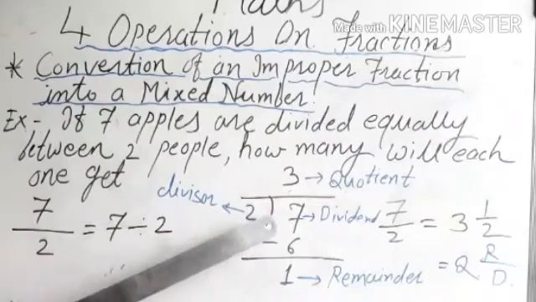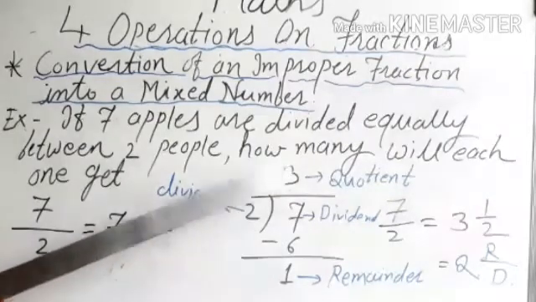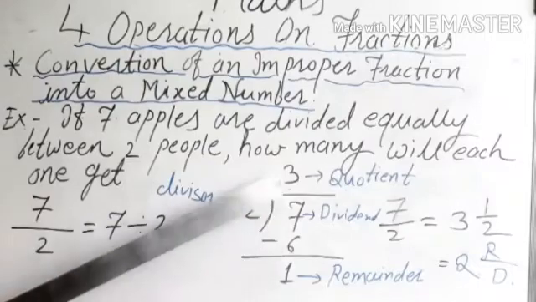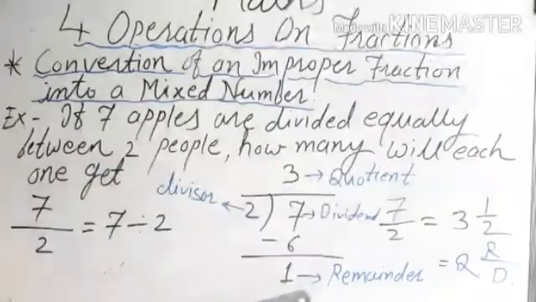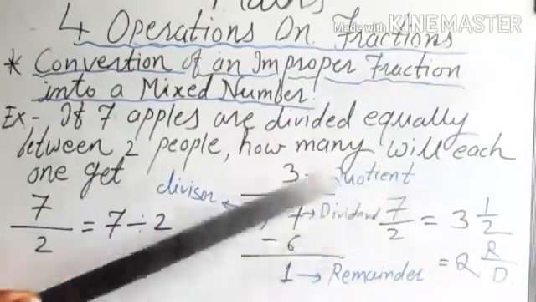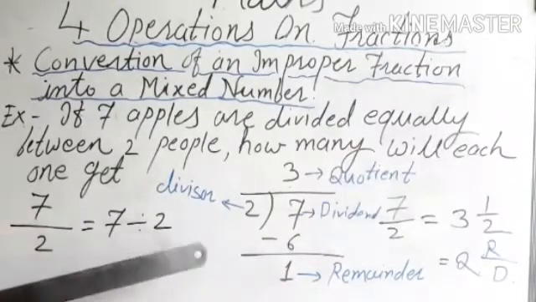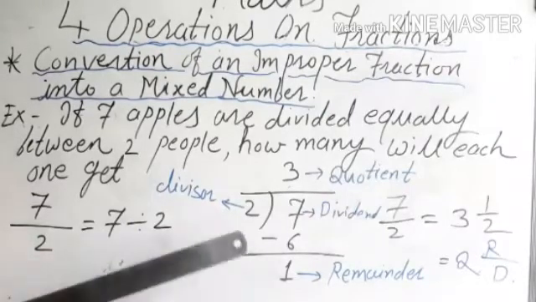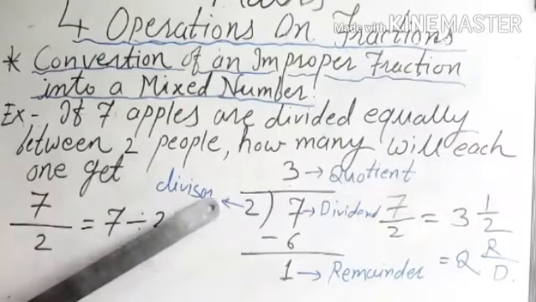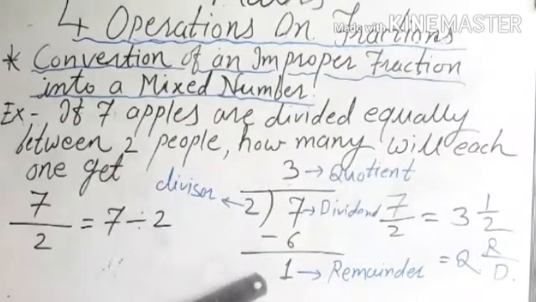Now let's divide. 7 is not there in the table of 2, so we have to find the smaller number than 7. So 2 3s are 6. Then subtract, 7 minus 6 is 1. So this 3 is known as the quotient and this 1 is known as the remainder. So 7 upon 2 is not fully divisible, so the remainder is less than the divisor. If the remainder is less than the divisor, then you have to stop. You can continue by giving the decimal point, but still here you have to stop.